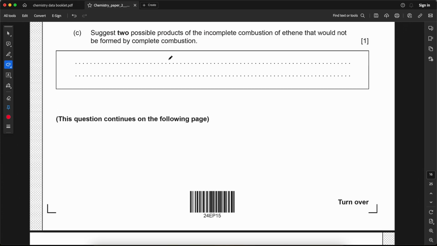Suggest two possible products of the incomplete combustion of ethene that would not be formed by complete combustion. It will be carbon monoxide and carbon.